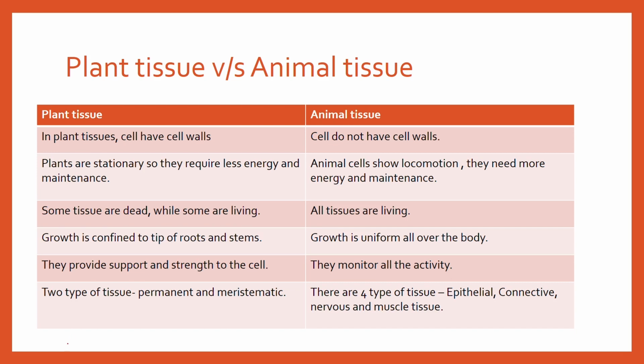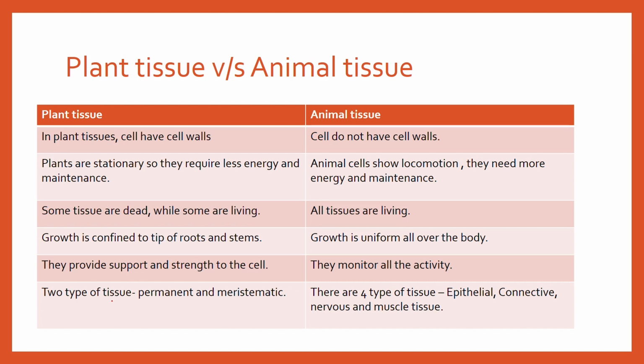and maintenance. In plant tissue, some tissues are dead while some are living, while in animal tissue, all tissues are living because they require higher energy than plants. Growth is confined to the tip of the root and stem, meaning in plant tissue growth is only confined to the tip of the root and stem, while animal tissue growth is uniform all over the body. Plant tissue provides support and strength to the cell, while animal tissue monitors all the activity of the cell.